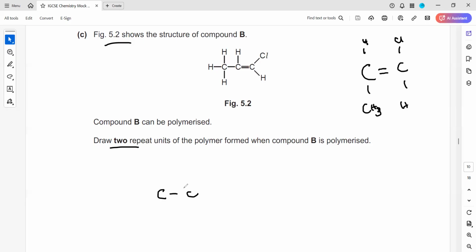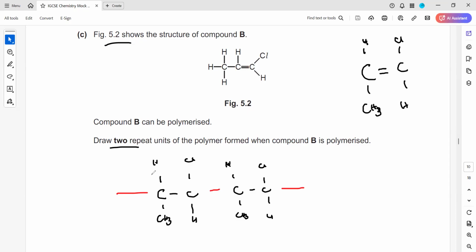So see, whenever you draw a polymer, you draw the same structure, but without a double bond. This is one unit. Then you draw the second. This is a second unit. No need for more, they only ask for two units. And then link them together. You're not supposed to put a bracket or write n. Whenever they ask for a repeat unit, don't put a bracket.